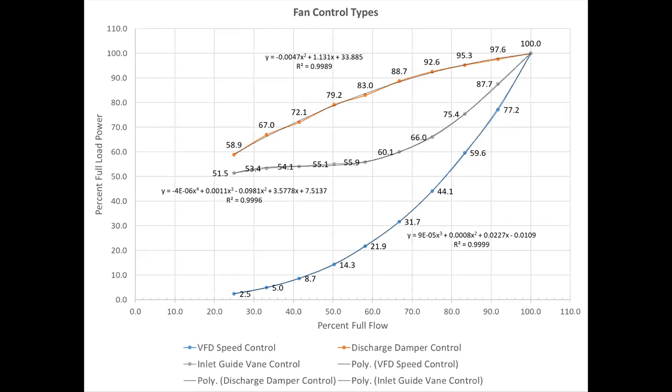And so this is actual measured data on, it's like a 20, 30 horsepower motor, something like that. It wasn't a huge motor, but kind of medium size, where they tested the different control options. These are the discharge dampers, this is the inlet guide vanes, and this is the variable speed drive. And then I went ahead and put this in Excel and fit curves to it. So I've got a nice little curve for each one of these.